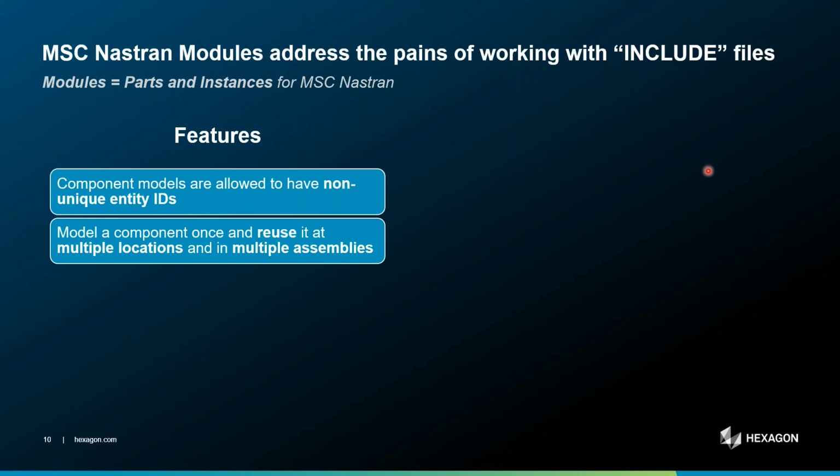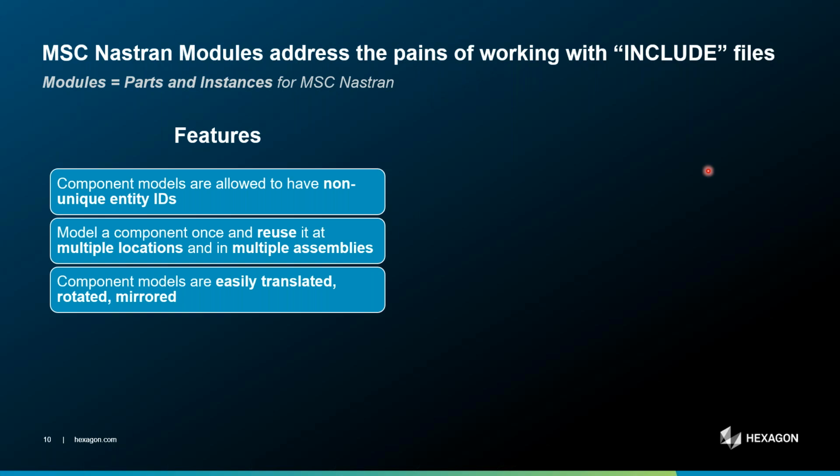The whole idea of allowing non-unique entity IDs also enables another big advantage, is that I can model a component once and reuse it at multiple locations and in multiple assemblies. As a matter of fact, the component model can be easily translated, rotated, and mirrored. And I've really just got that original component. Remember my little example earlier where I wanted to mirror the right wing to the left wing, and I wanted them to be associated, so a change to the right would be reflected in the left. Well, here's the answer to that. Modules will enable that and allow that.